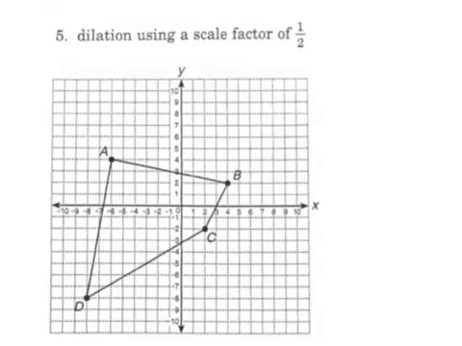Okay, number 5 is a dilation. That means we're going to enlarge or reduce, and it's a scale factor of a half. So since that's a fraction, it's going to get half the size. It's going to reduce and get smaller. So let's write our original ordered pairs, and then we will cut them all in half.